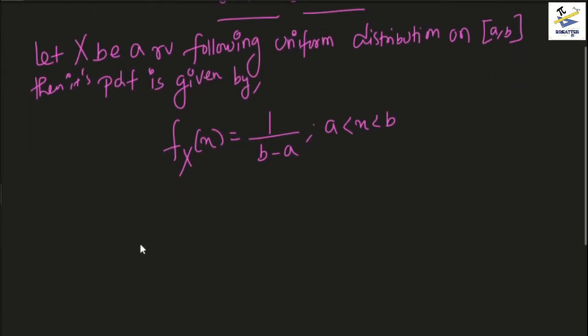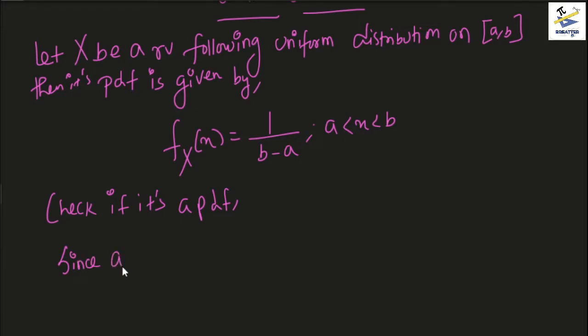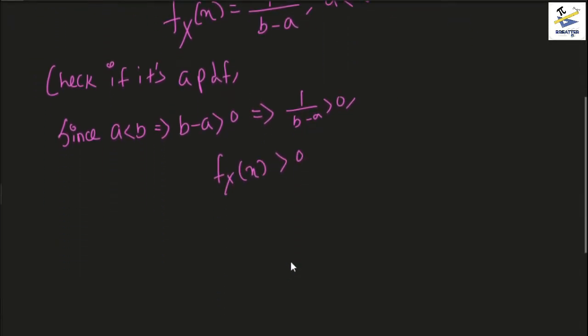Now, to check if it's a PDF, it is enough to see that since a is less than b, b minus a is greater than 0, which also implies 1 by b minus a is greater than 0. This means f_X(x) is greater than 0. So the non-negativity part is completed.